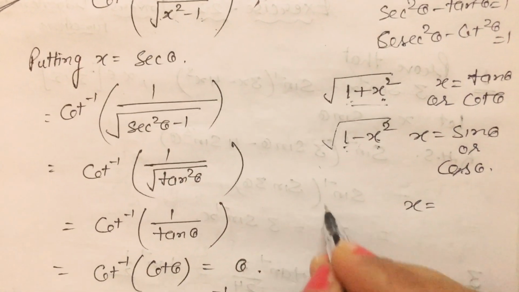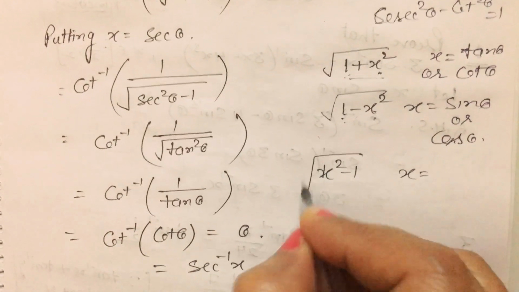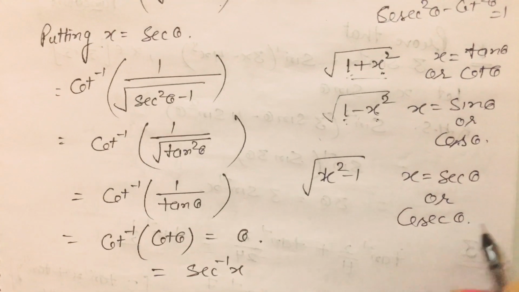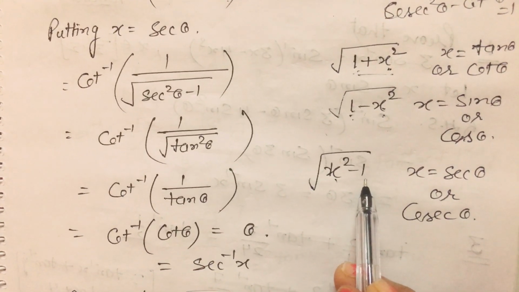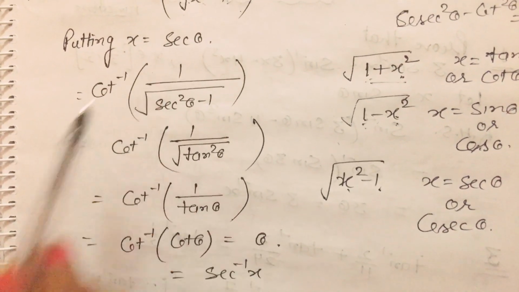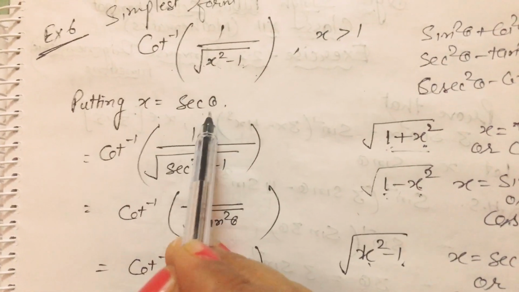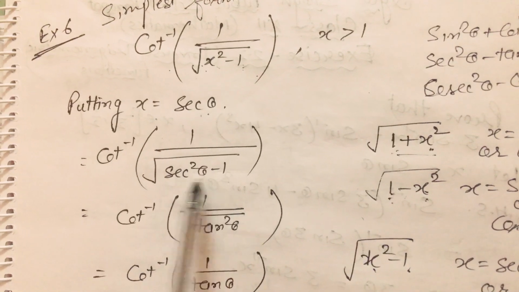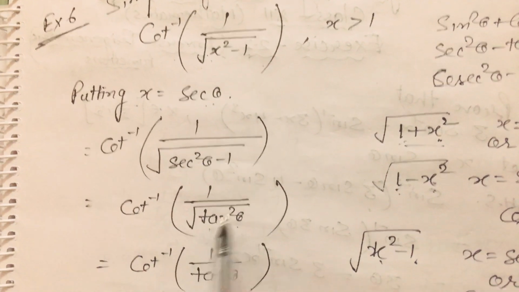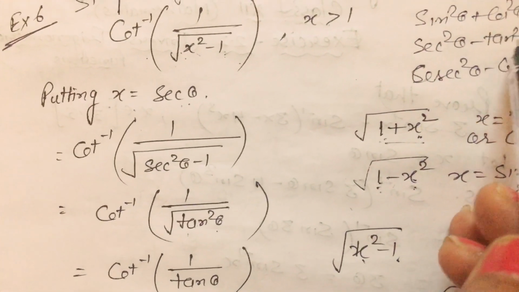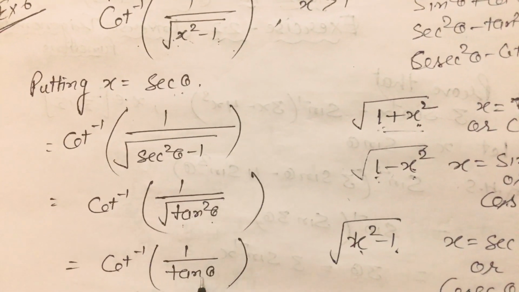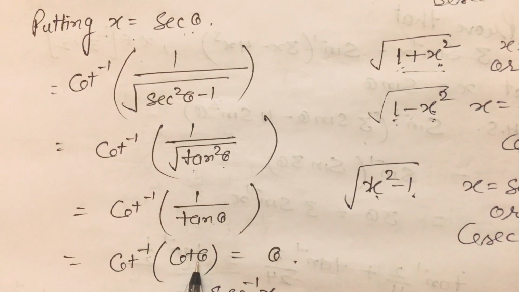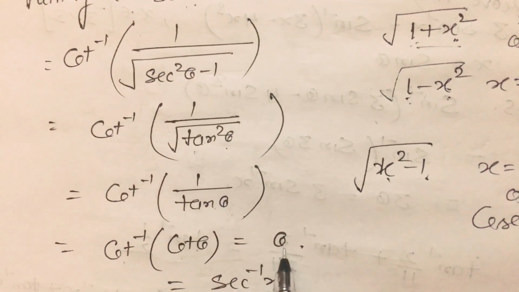And if you have x square minus 1, then you will put secant theta or cosecant theta, because secant square theta minus 1 will be tangent square theta. In this same question I am putting x is equal to secant theta, so it will be secant square theta minus 1. That will be tangent square theta. We know the identity secant square theta minus 1 is equal to tangent square theta. So it will be 1 upon tangent, and we know that 1 upon tangent is cot theta. So cot inverse cancels with cot, it will be theta.